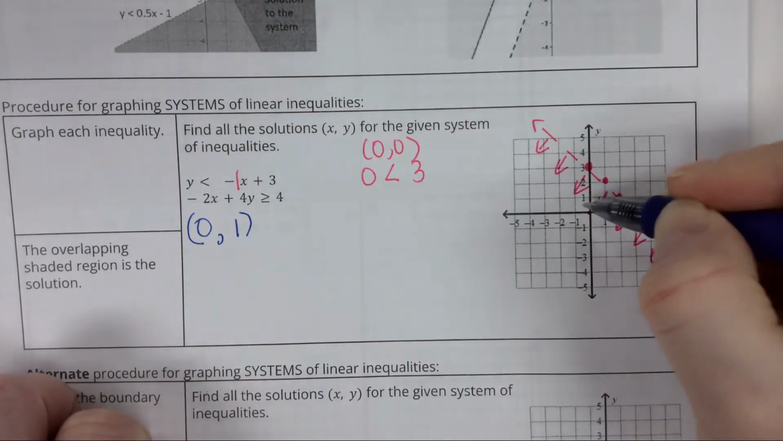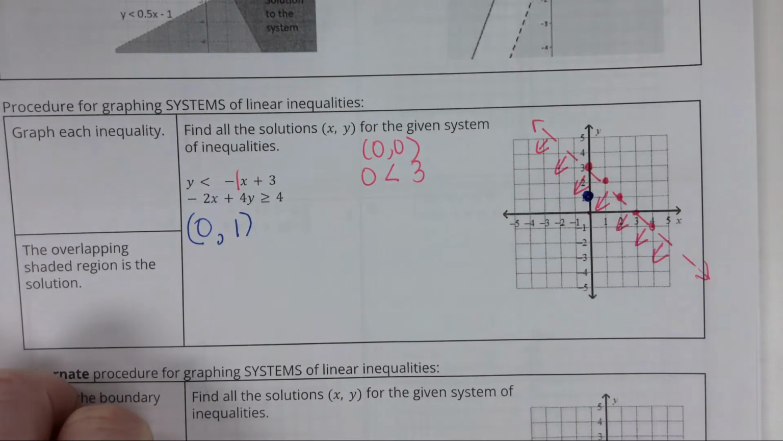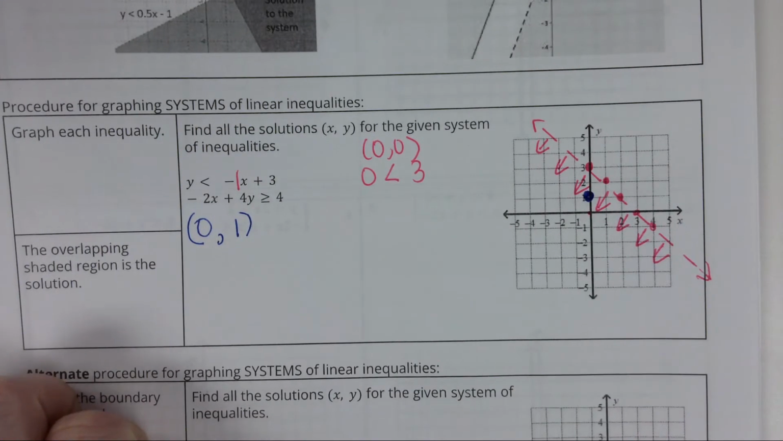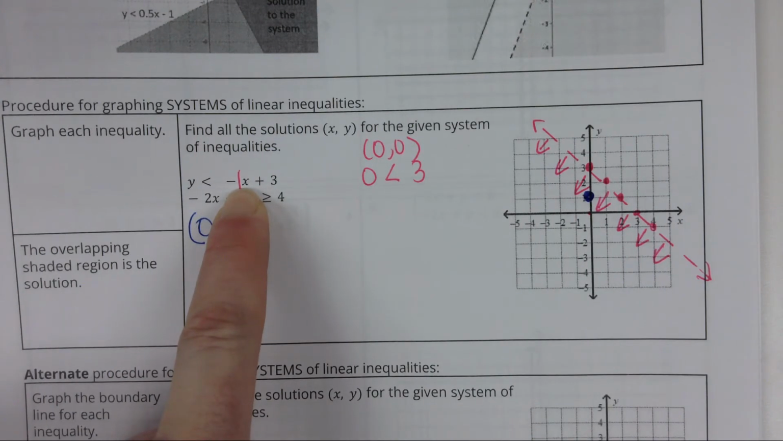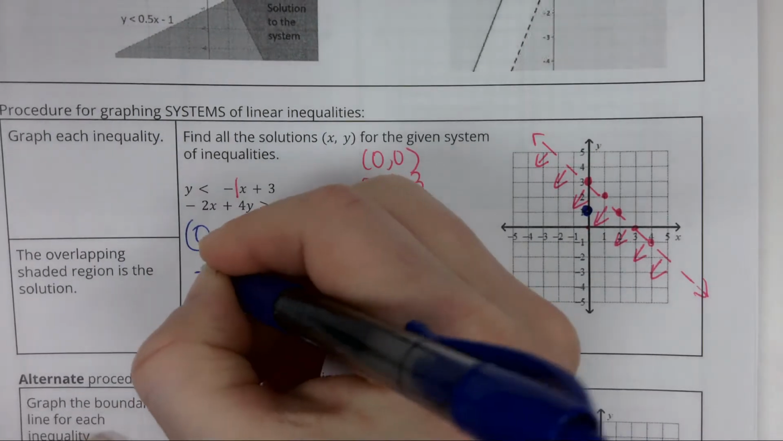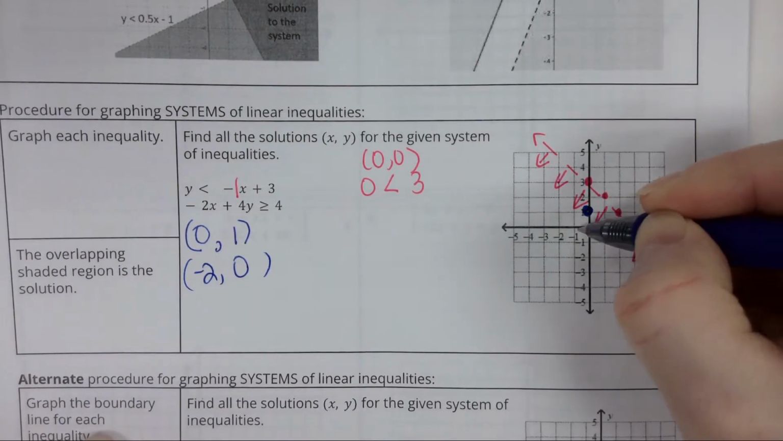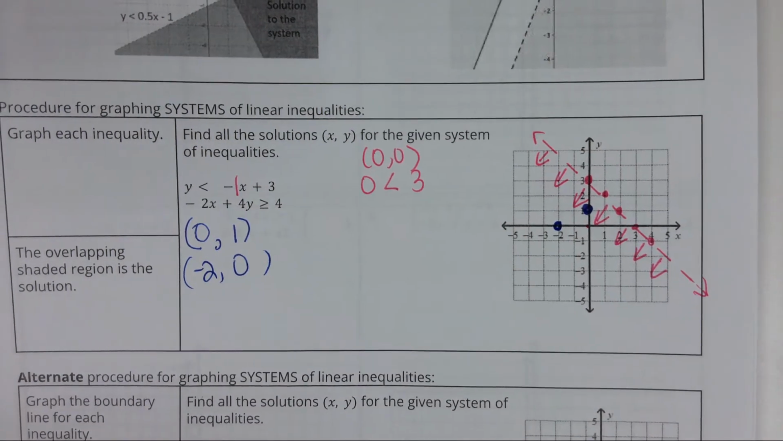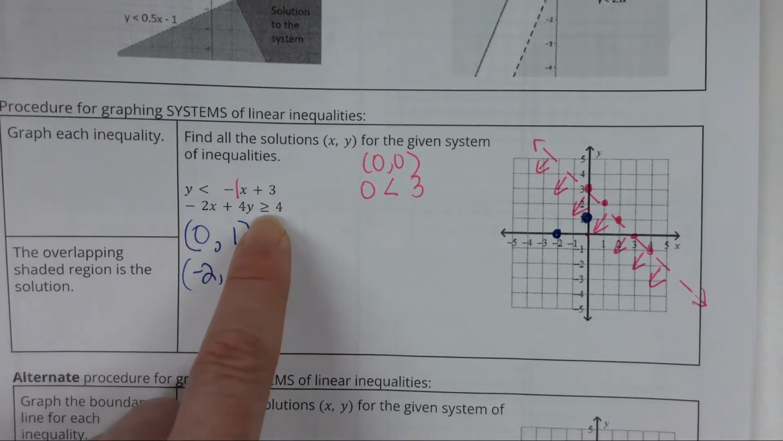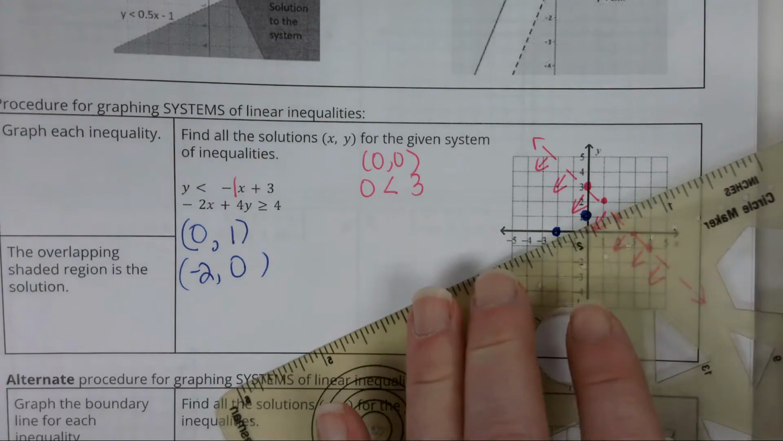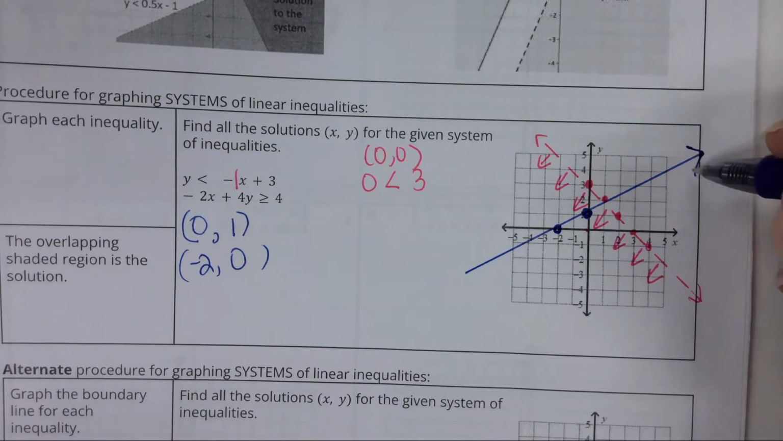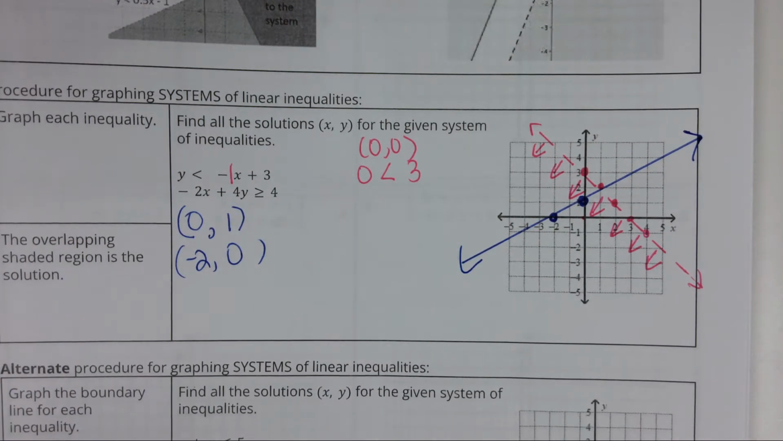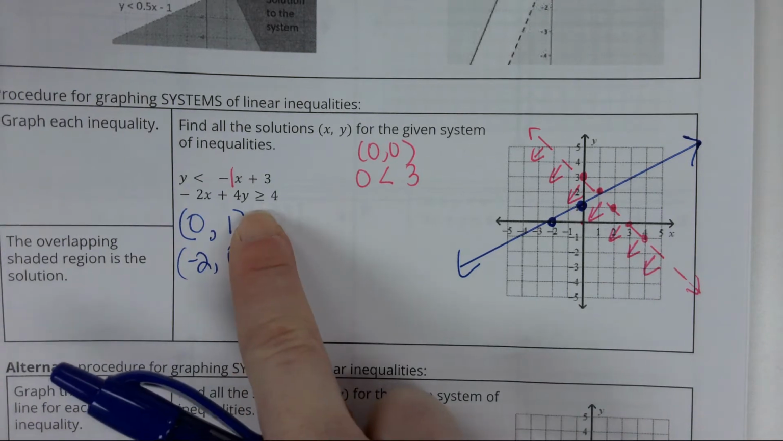Would you plot 0, 1? Now I put 0 in for y. I'm going to cover it up. What do I divide by this time? -2. What's 4 divided by -2? -2. Okay. Is this solid or dotted on the bottom line? Solid line, because it's greater than or equal to.